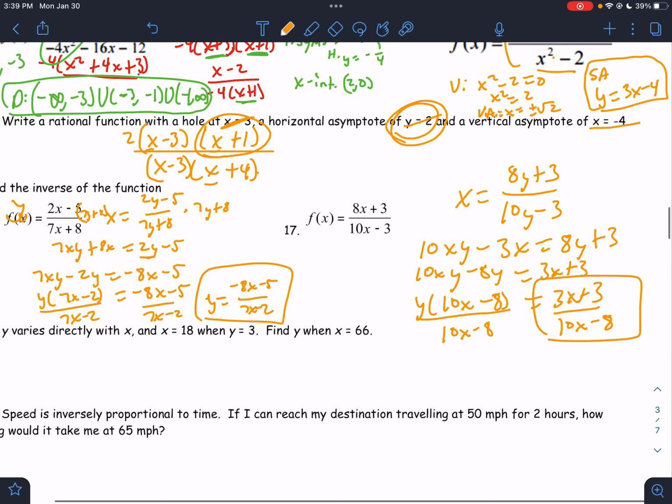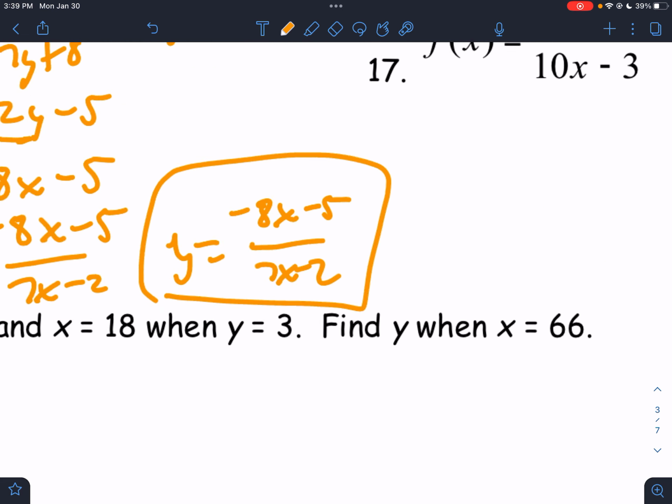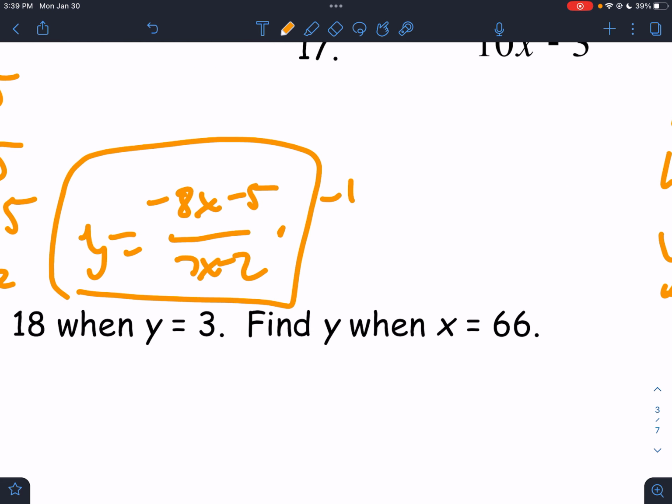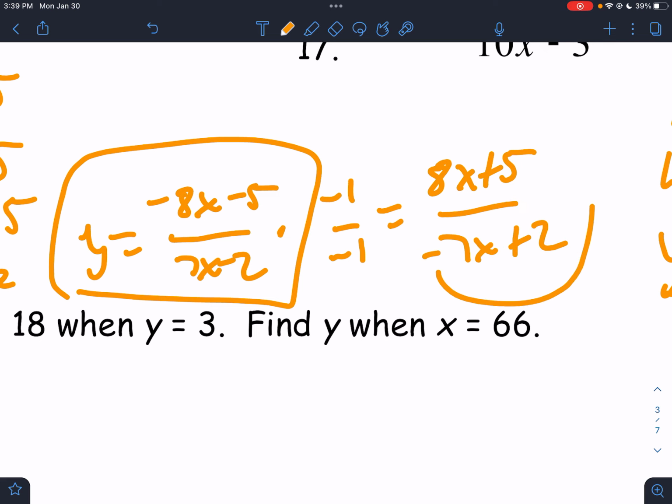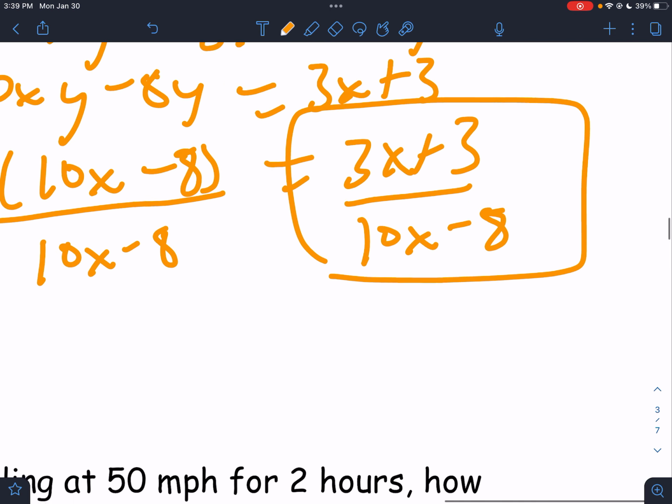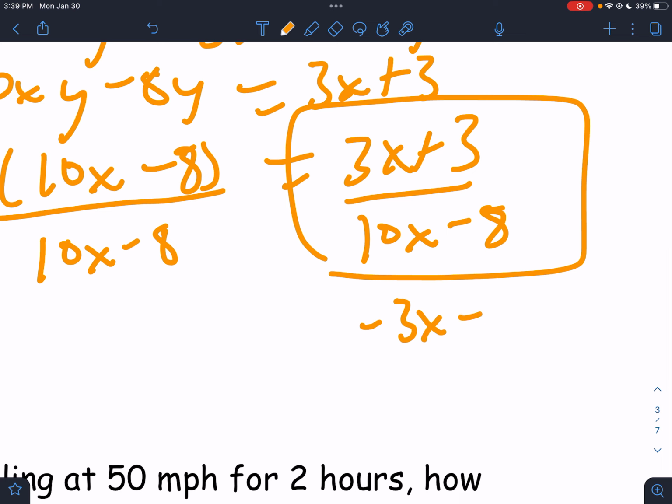One thing I will note is you can multiply by -1 over -1, and it would just change all the signs. I know if it's a multiple choice question, it might not look like this. So another version is, what if I multiplied everything by -1? Now it's 8x plus 5 over negative 7x plus 2. These are the same thing. If you change all the signs, it's the same number again. So same thing here, negative 3x minus 3 over negative 10x plus 8, same thing.